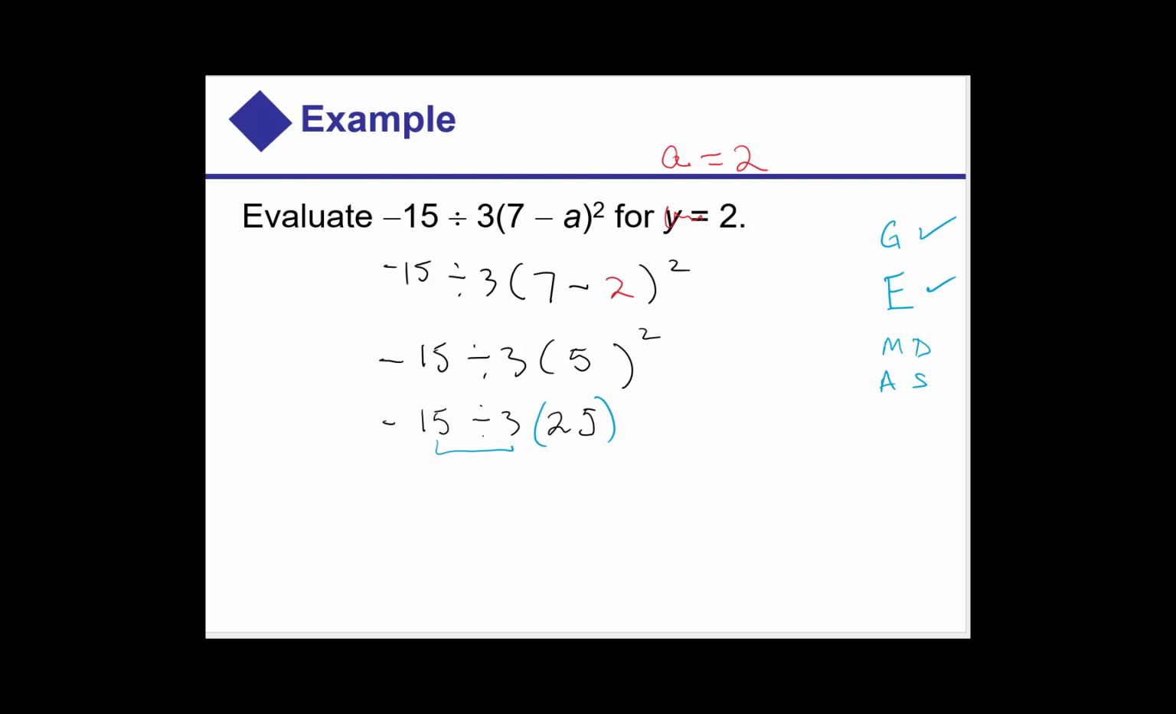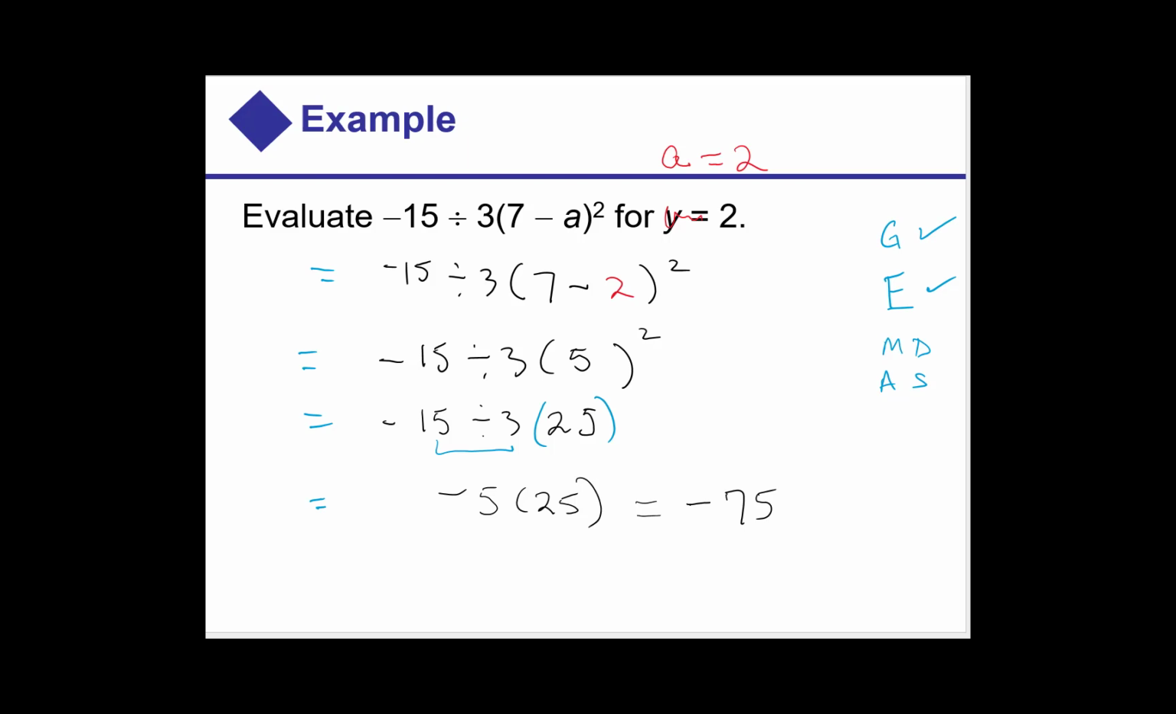Now this is bad form. I haven't been putting my equals. Each step I should have put equals. Now I'm going to take that fourth line, get what it equals by dividing first. And so we're going to have negative 15 divided by 3, which is negative 5 times 25. Now we can finish off the multiply, and we're going to get negative 75. Done.